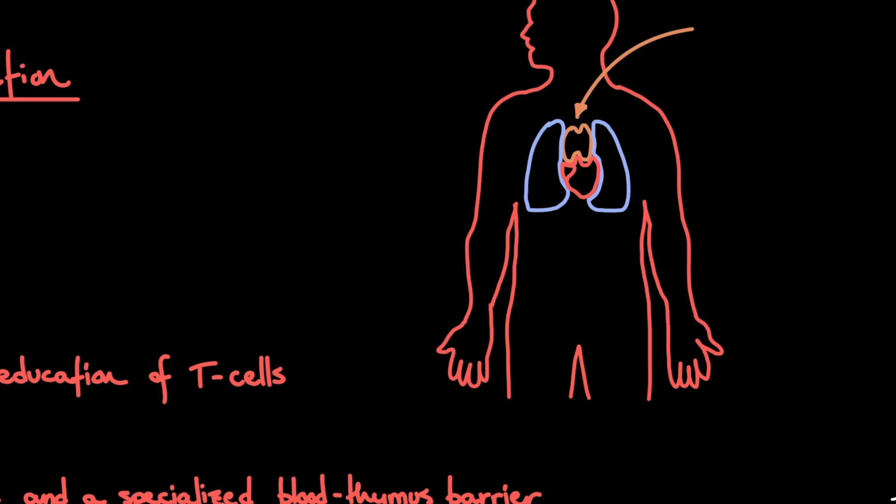Where do we find it? So we have the lungs right here, heart right here. The thymus is sitting right in the middle of that mediastinum, right behind your sternum. Okie dokie.